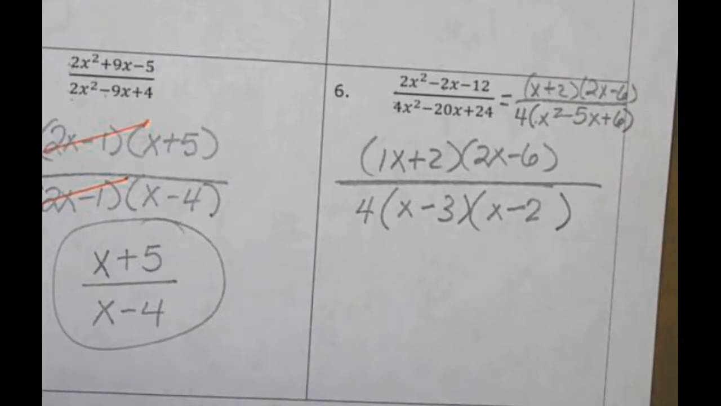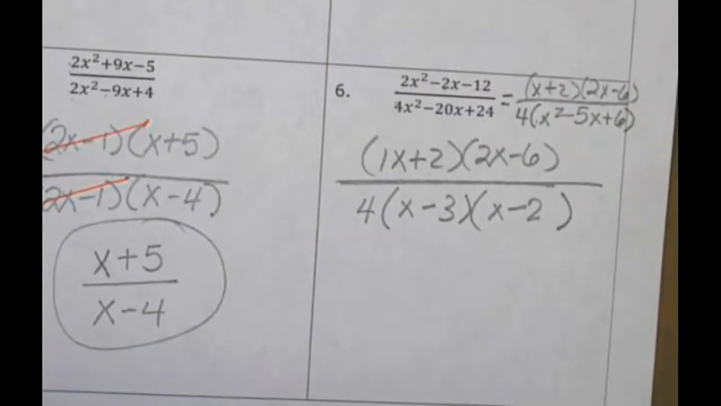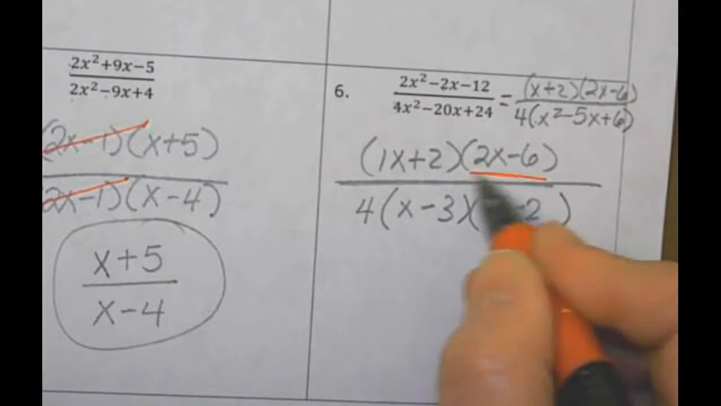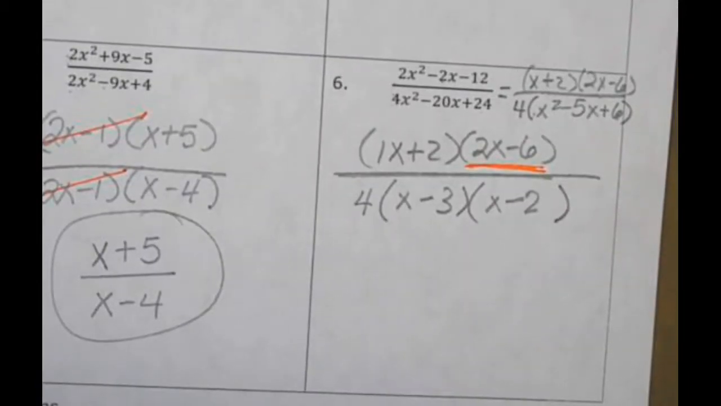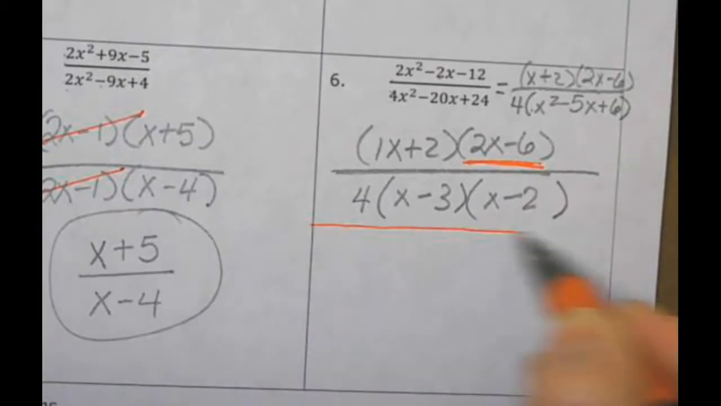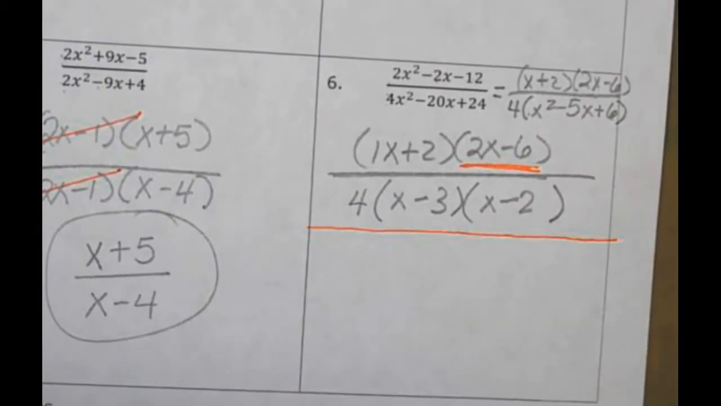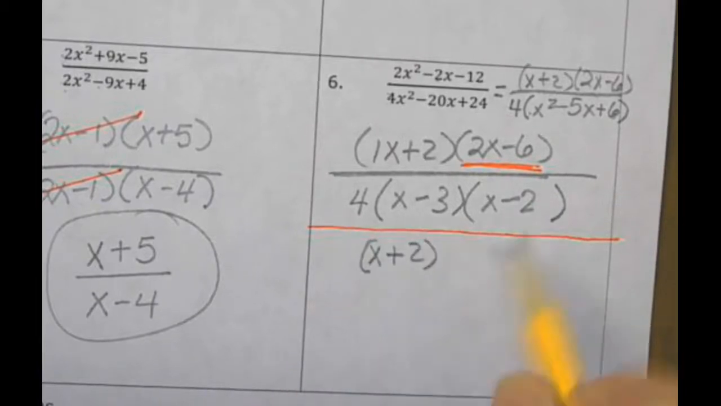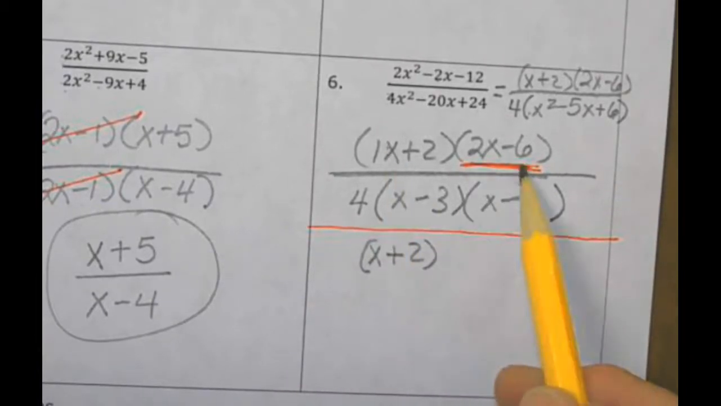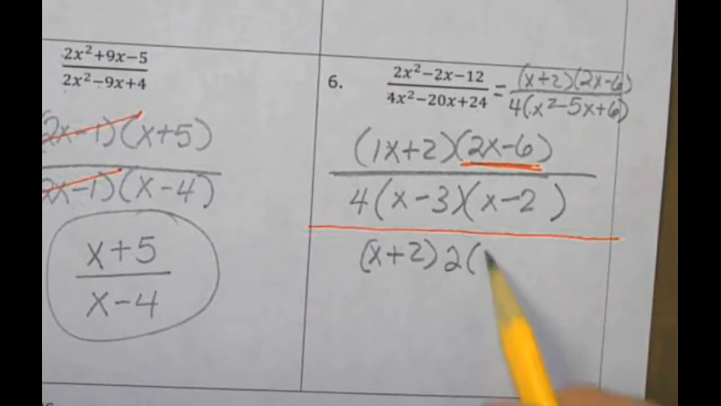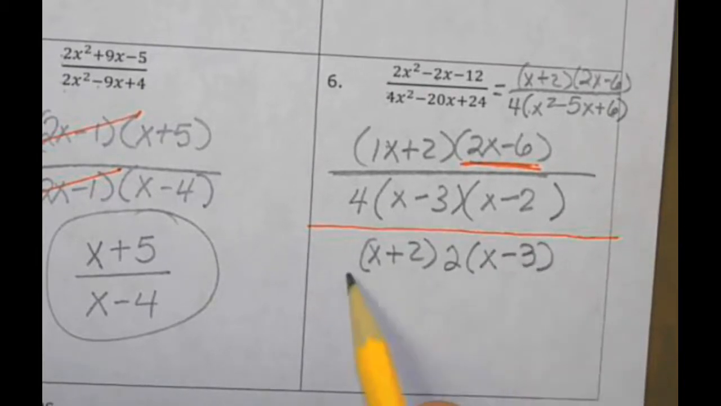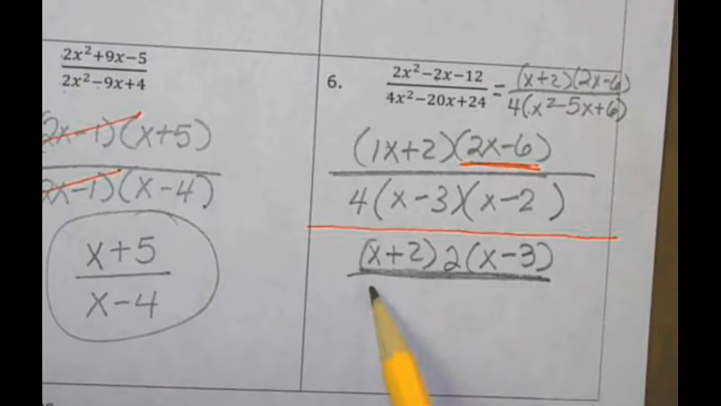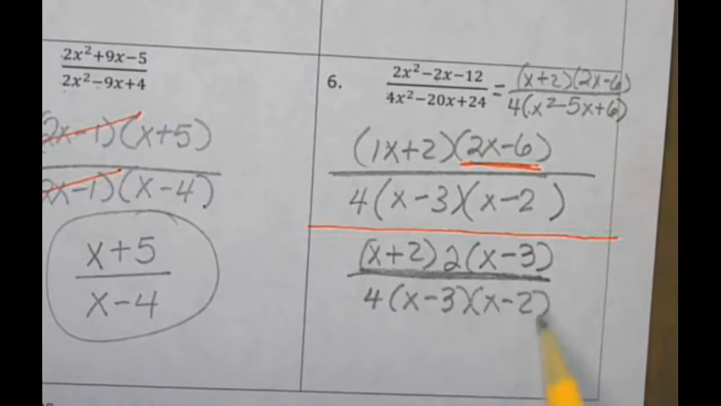It looks like nothing's going to factor here. But what about this term? Doesn't this have a common factor? I can factor out something else out of this term right here. So I'm going to have x plus 2. That's this term right here. This will factor out a 2, x minus 3. And then my denominator is 4, x minus 3, x minus 2.